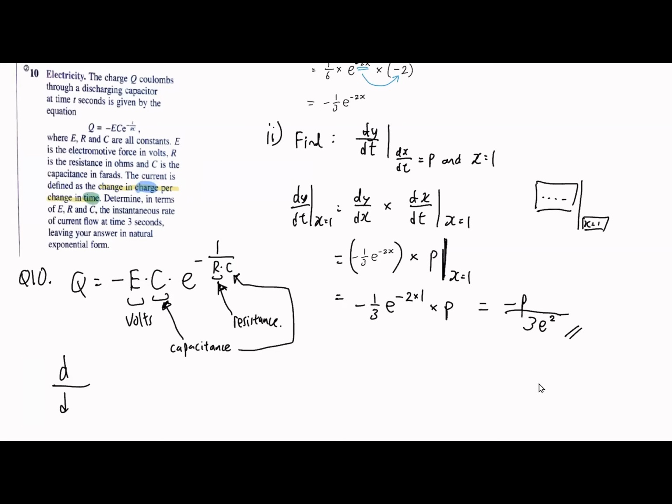Take note that this little e here is the number 2.718281828... It's just a constant over here, and then there's a variable over here. Anyways, dQ over dt. Time, what letter? T, exactly. So that's all they're telling you.